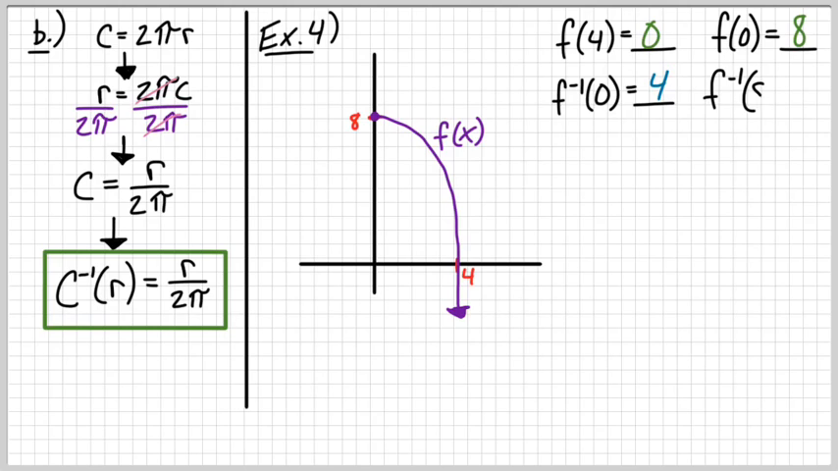Let's try another one. F inverse of 8. So I'm not looking for an x value of 8. I want to know for the y value of 8, what's the x value? Well, when we're at a height of 8, that point, the coordinates are 0, 8. So the x value for a height of 8 would just be 0.